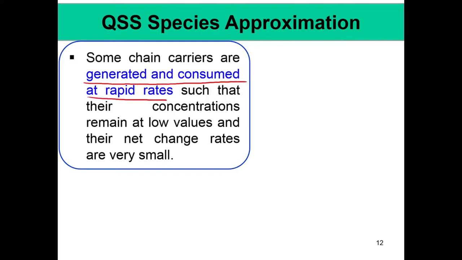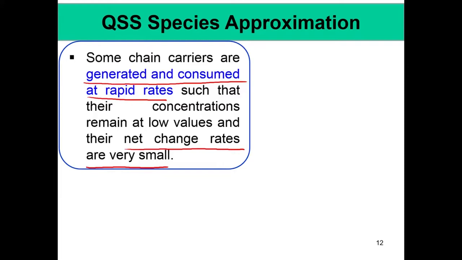And also the net rates of change of these species are very small. Okay. But that does not mean that they are not important. You cannot eliminate them. Please understand this difference. You cannot say that I will not consider H, O, OH in my combustion calculation, because then you will get wrong answers. But you can introduce this kind of approximation on them, in which, by noting that their concentration remains small, you can consider that the rate of change of concentration of these species is small.